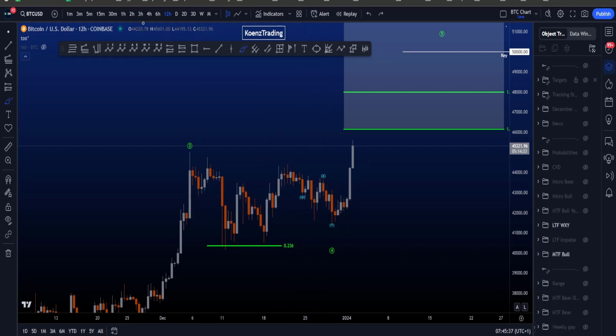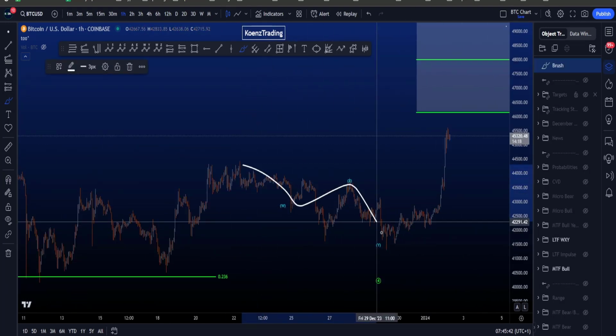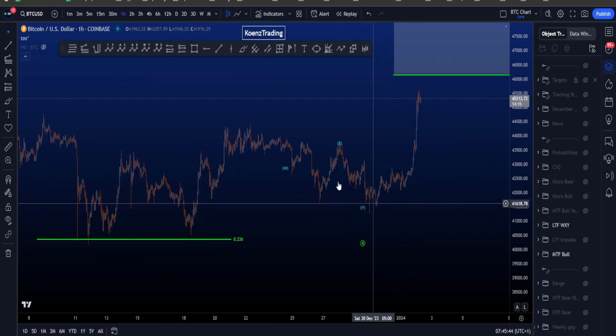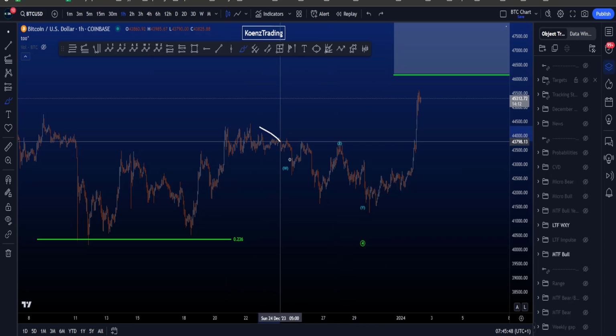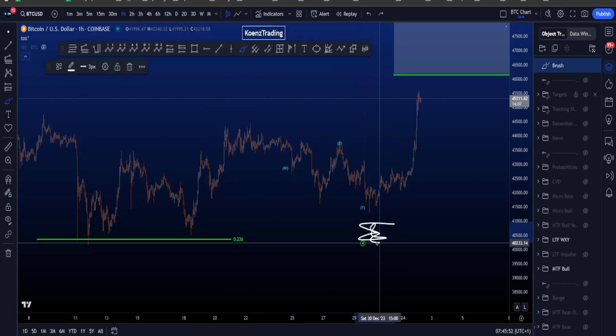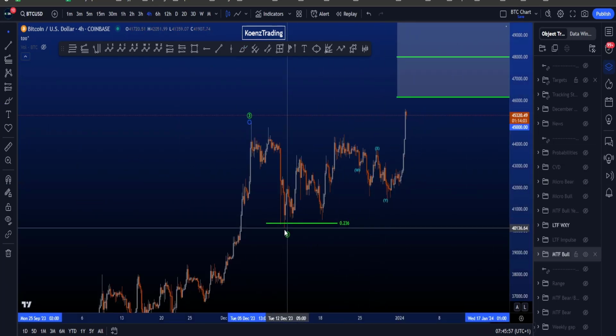However, here on the lower time frames, we are then looking for a WXY structure over here, and as mentioned in the video yesterday, this has a higher probability at the moment compared to an ABC to the downside because wave C didn't hit the target area as well. So that is the reason why I moved this wave 4 over here.